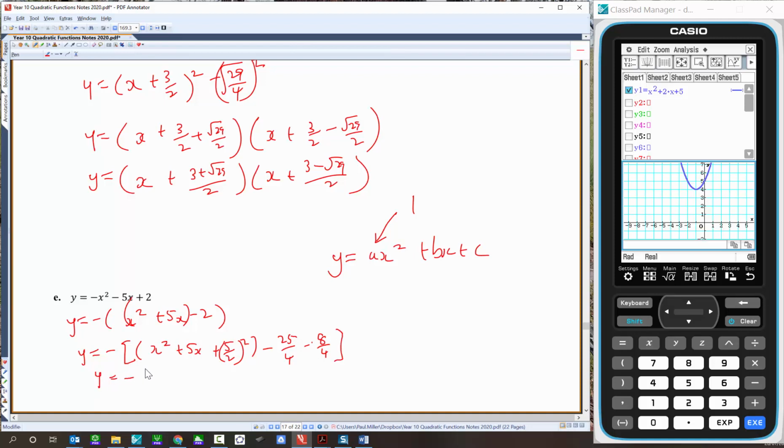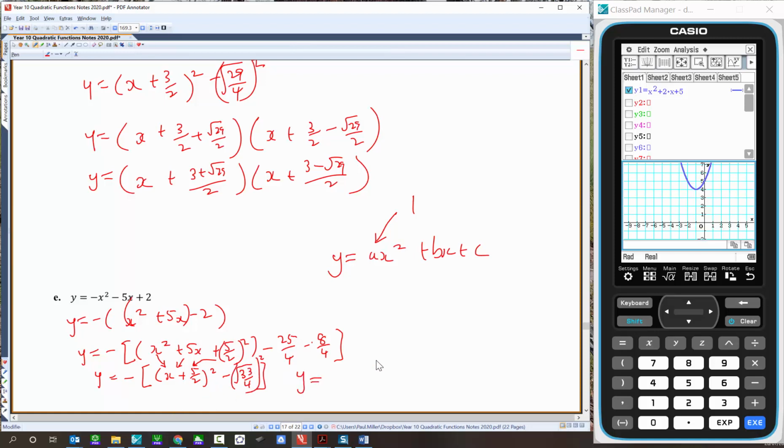y equals negative, square brackets, x plus 5 on 2 all squared, take 33 on 4 and finish your square brackets. Now, what we'll do is factorize this thing by making that a square root and squared.